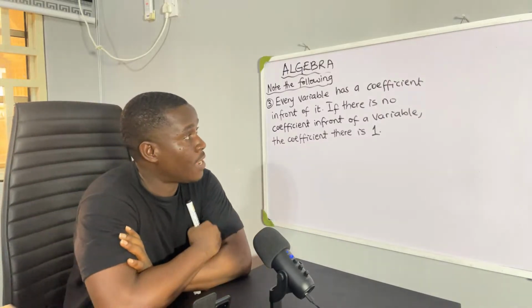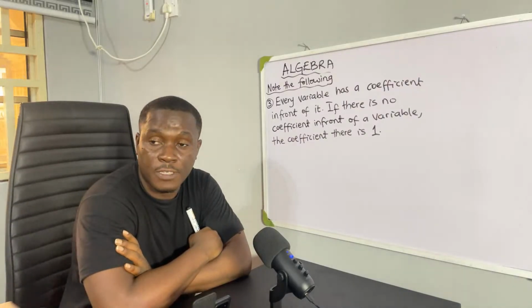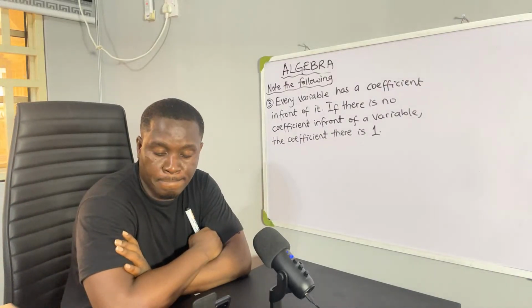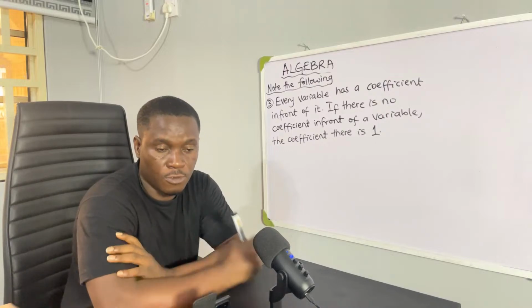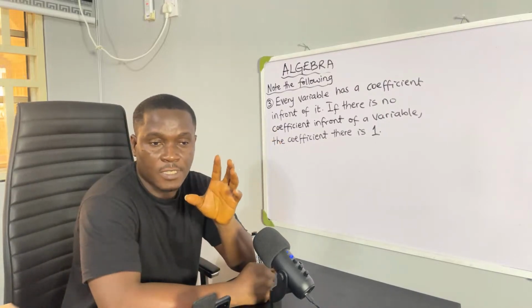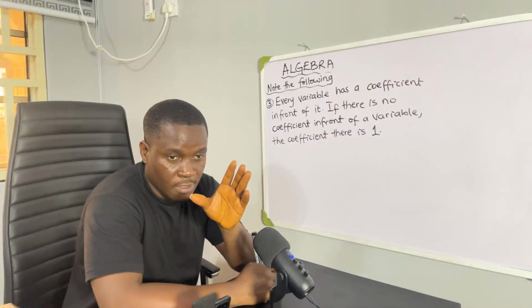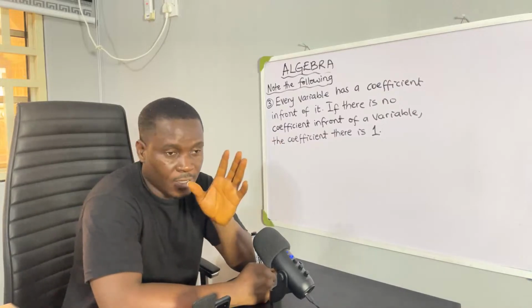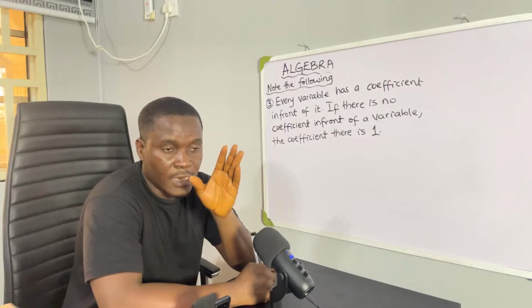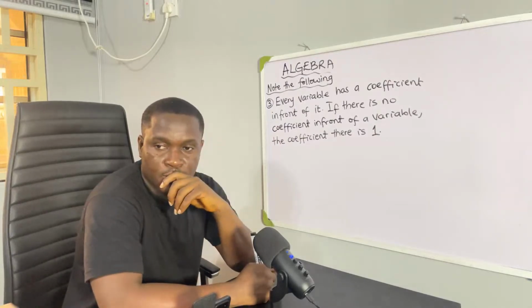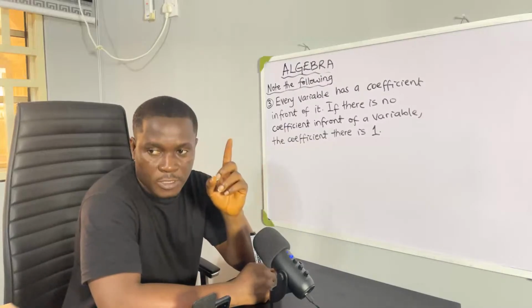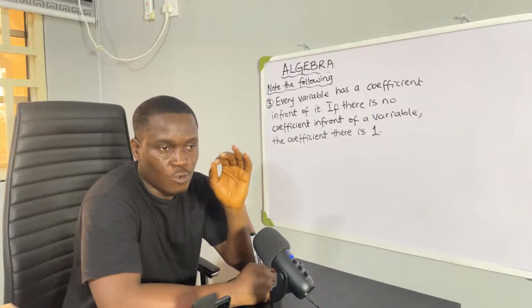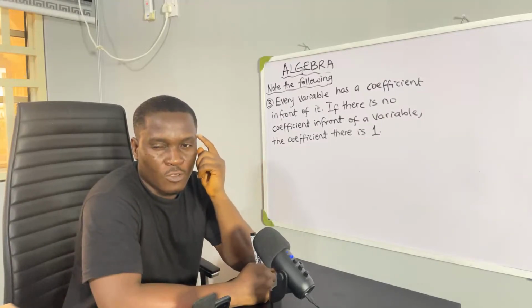So every variable has a coefficient in front of it. What is a variable? It's the alphabet. And what is a coefficient? The number in front of the alphabet. Good. So what this principle is simply stating is, whenever I see a letter, as we call it alphabet, there's always a number in front of it. You can't see a letter without having a number in front of it. But if you see a letter and there's no number in front of it, you should know that what number is there?